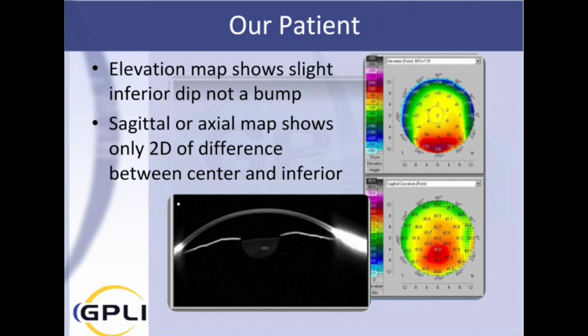In our patient, the elevation map shows a slight dip inferior, not a bump. The sagittal, otherwise known as the axial map, shows an increased rate of change inferior. However, when you look at the numbers, there's really only about a 2 diopter difference between the center and the inferior changes.